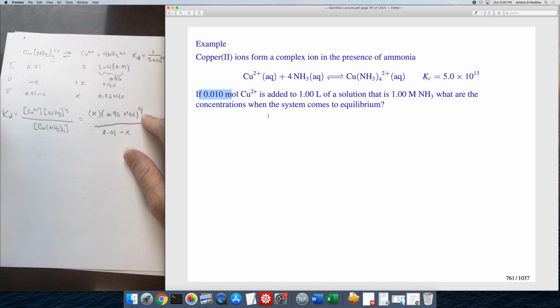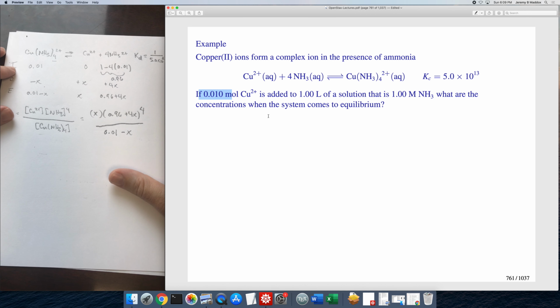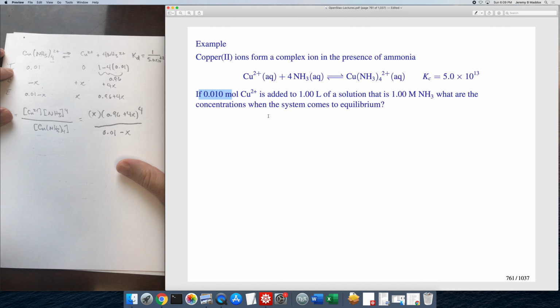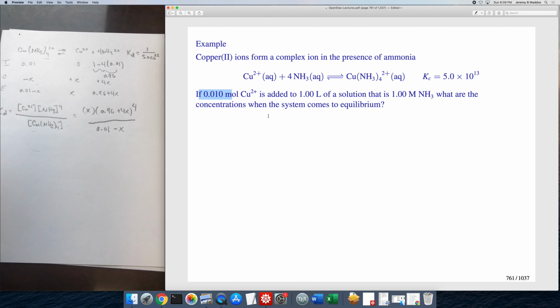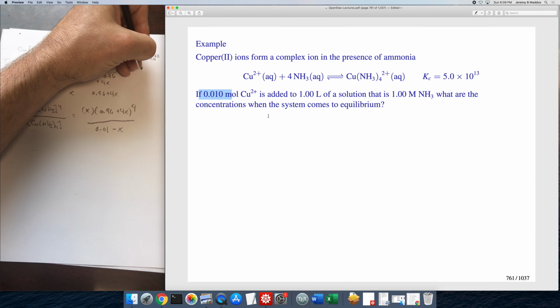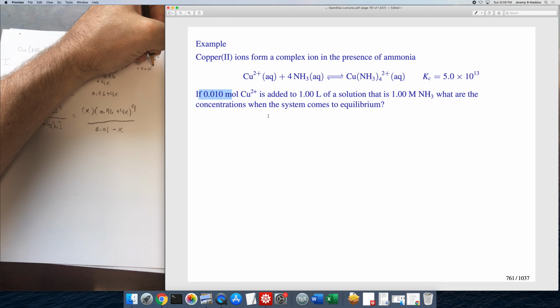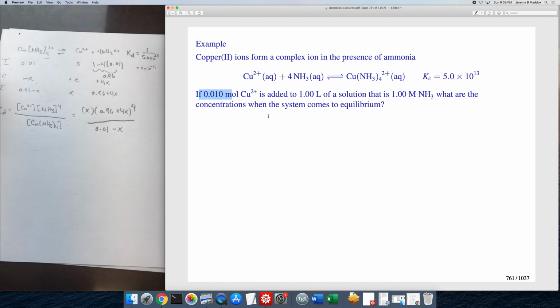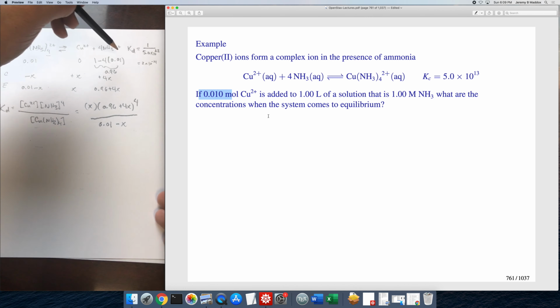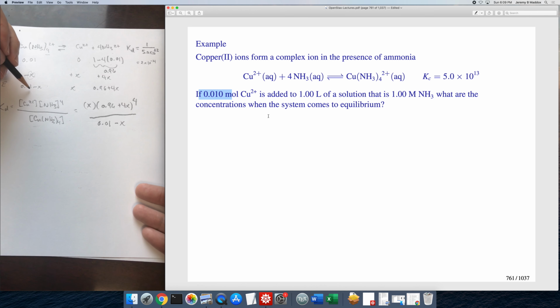But in any case, we don't have to deal with this degree 5 polynomial. We can take advantage of the fact that Kd, I'm going to calculate the numerical value right now, 1 divided by 5 times 10 to the 13, 2 times 10 to the minus 14, is incredibly small. As a consequence, we know that most of the copper is going to be in the complex ion. So we're anticipating x to be extremely small, much less significant than 0.01, and so we can approximate that as 0.01.